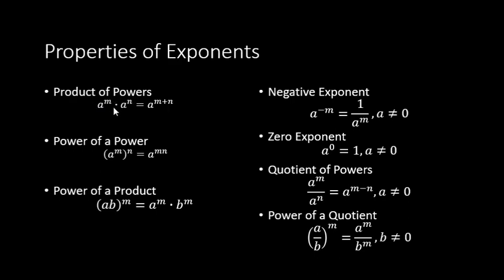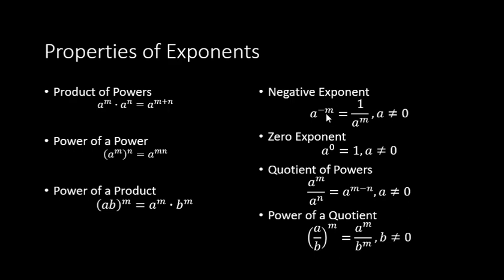So the product of two powers says if you have two powers being multiplied together, if they have the same base, you can combine them into one power by adding the exponents. Power of a power, if you have a power already and it's raised to another power, you just multiply the exponents together. Power of a product says you can distribute a power over a product. This is like the distributive property you've seen before, but this is exponents being distributed over multiplication rather than multiplication over addition. Please don't try to distribute powers over addition. That actually doesn't work.